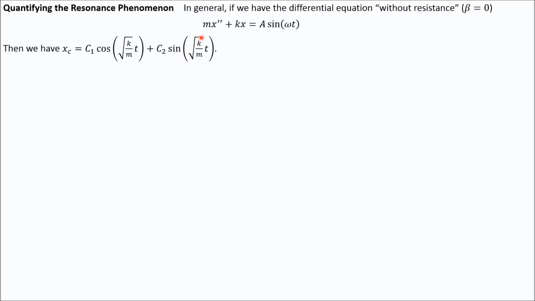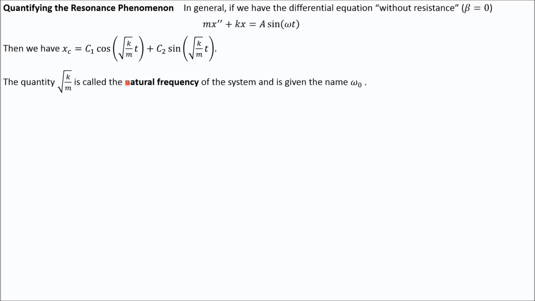The complementary solution, which you obtain by solving the complementary homogeneous equation where you replace the right-hand side with 0, is this. That's from solving the characteristic equation m r squared plus k equals 0, which gives you that r equals plus or minus the square root of k over m times i, which through Euler's identity leads to what you see here, as discussed in our video on homogeneous equations.